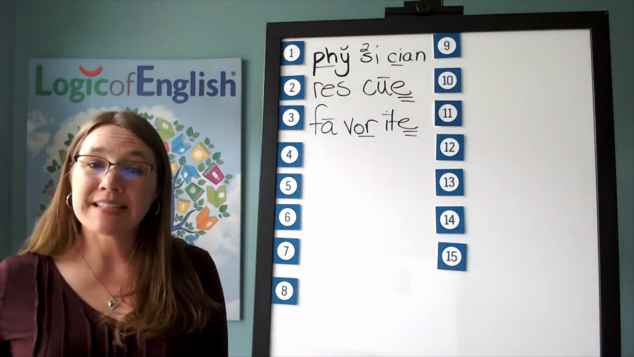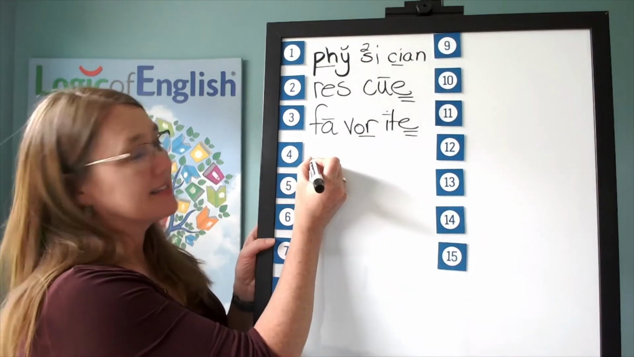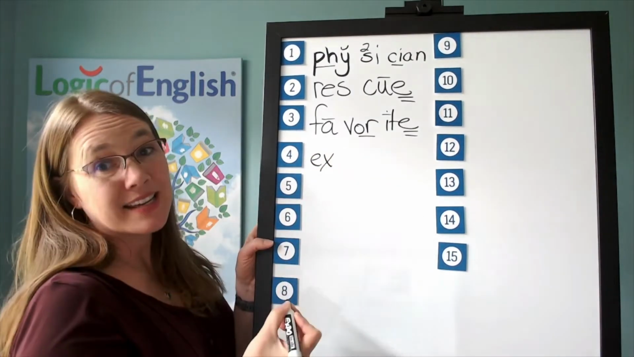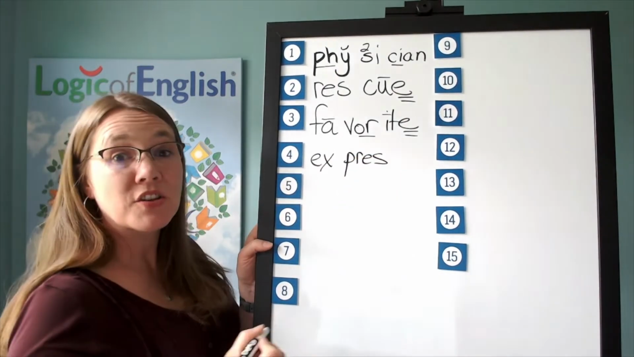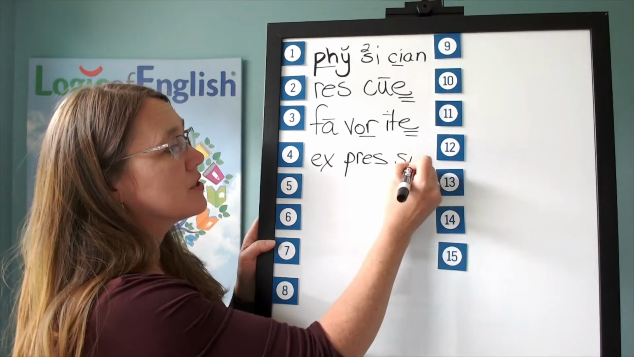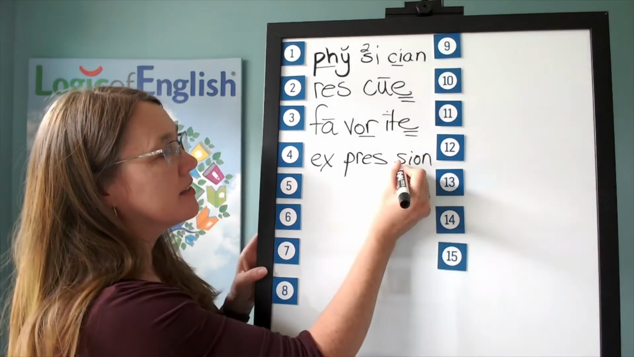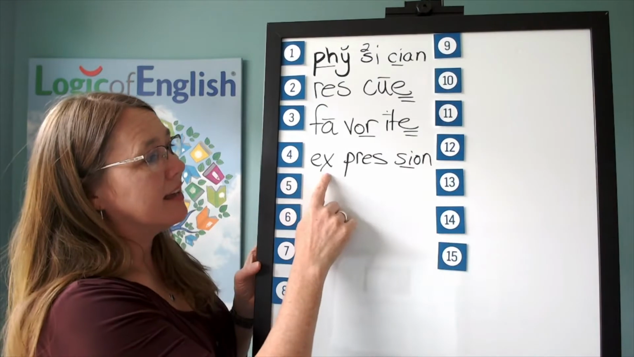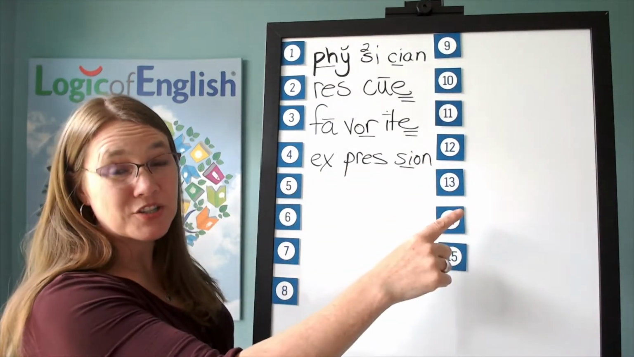X, press, shon. And help me to write it. The first syllable is X. X. The second syllable is press. S. The third syllable is shon. Sh. N. How will we mark it? We'll underline the sh. Let's read it. X. S. Sh. N. Expression.